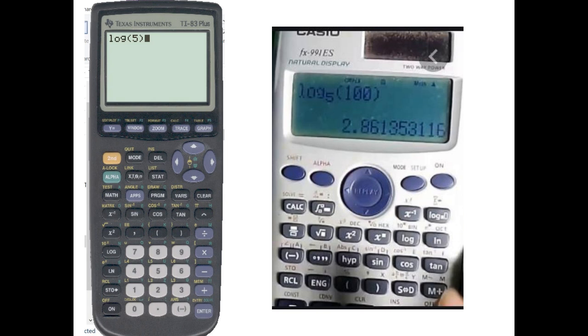Now, for instance, this Casio one does allow me to change the base, so it does let me do a base 5. The one on the left, even though it's a graphing calculator, doesn't have a way to change the base. It only does base 10. So when I evaluate, if I'm using a calculator that allows me to change the base, and I allow the base 5, my answer is this answer here.